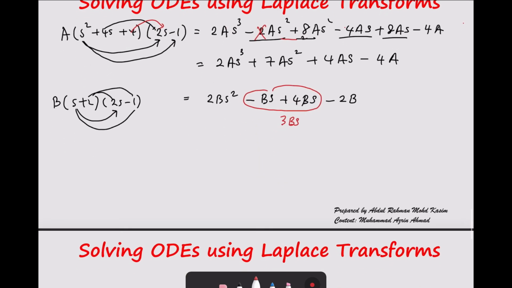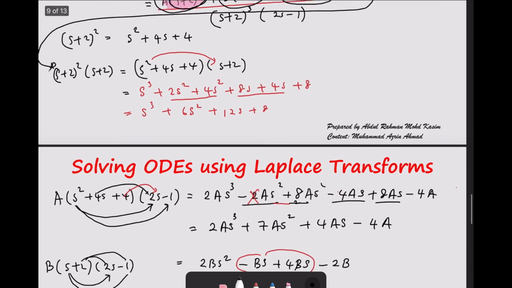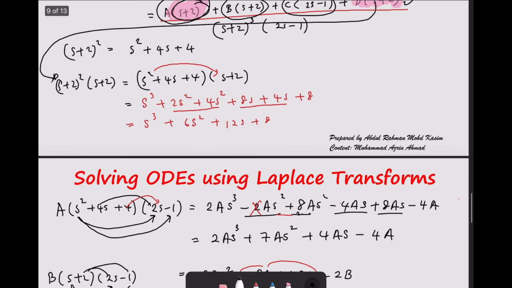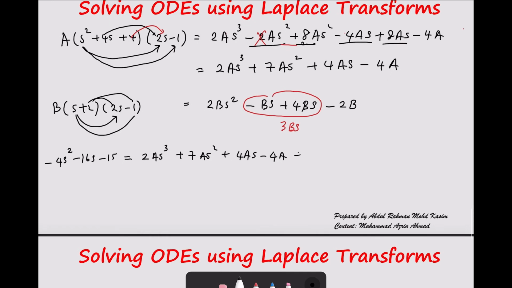Okay, let's substitute. The left hand side of our equation is basically negative 4s squared minus 16s minus 15. And then the right hand side, when we expand it, what we will get is over here: 2as cubed plus 7as squared plus 4as minus 4a. And then for the b, we will have plus 2bs squared plus 3bs minus 2b.